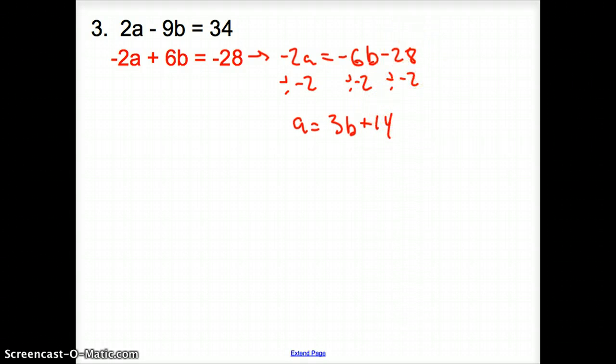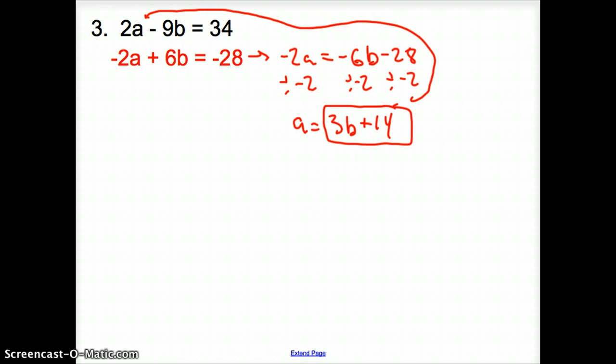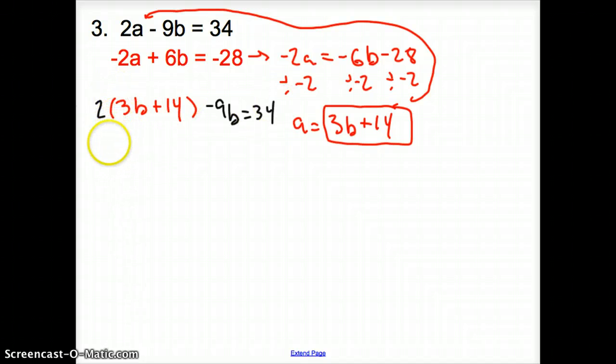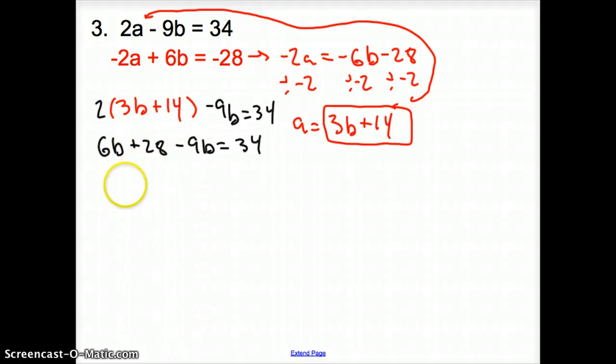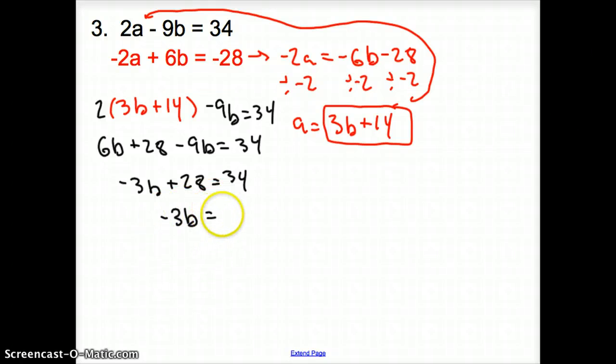I'm going to take this a, which is 3b plus 14, and go ahead and plug it in, if I can draw a nice little line, all the way in for that a. So rewriting it, we have 2 times 3b plus 14, and then minus 9b equals 34. Now let's simplify. We're multiplying this 2 through, so it's going to be 6b plus 28 minus 9b equals 34. Now we're just going to simplify some more, subtracting the 9b from the 6b to get negative 3b plus 28 equals 34. We subtract the 28 over to get negative 3b equals a positive 6, divide by negative 3 to get b equals a negative 2.